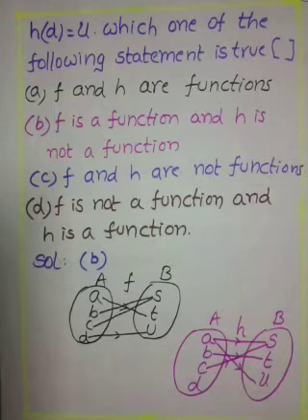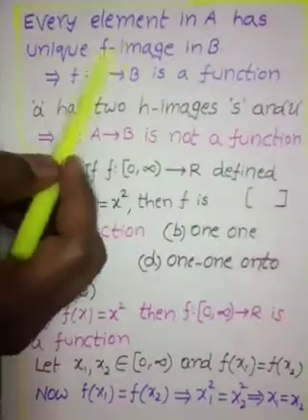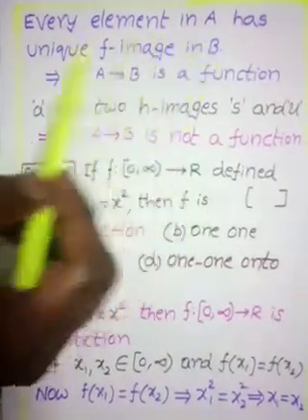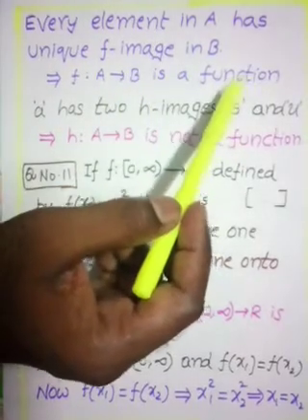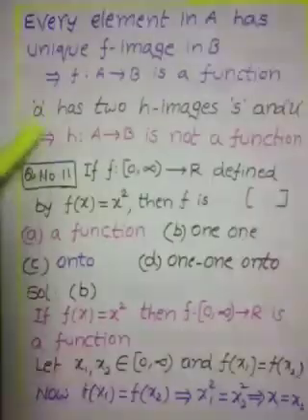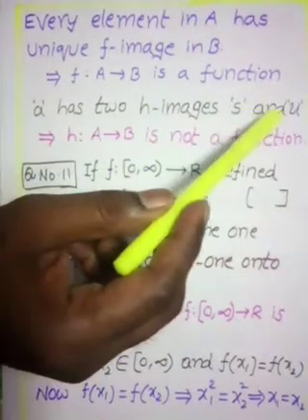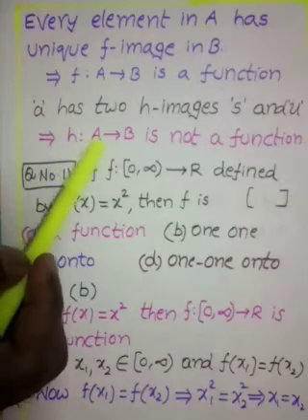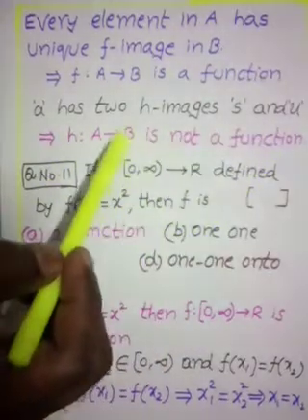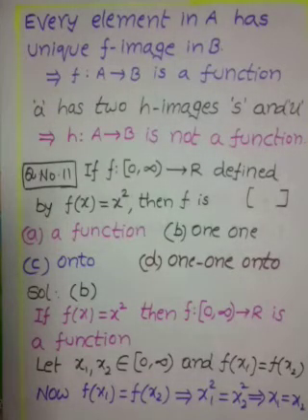Understood, my dear children? Right. Every element in A has a unique f image in B. That implies f, a mapping from A to B, is a function. Is it clear, my dear children? a has two h images, s and u. This implies h, a mapping from A to B, is not a function. It is only said to be a relation. It is not a function. Understood, my dear children? Right.